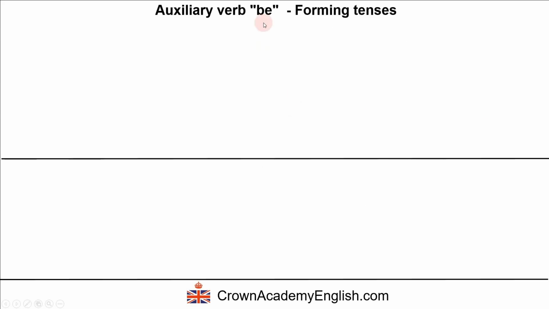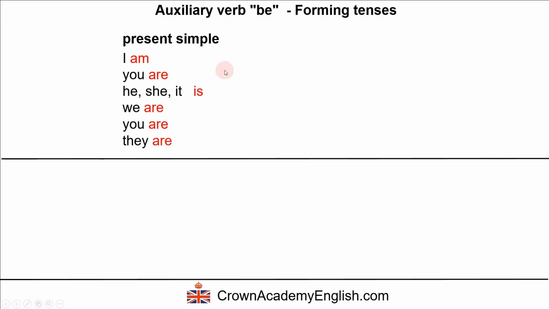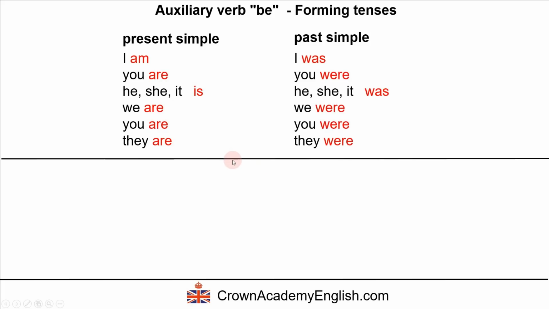The auxiliary verb be. Let's look at forming tenses. First of all, let's look at the form of the verb be. So this is the verb be in the present simple. It's irregular. I am, you are, he, she, it is, we are, you are, and they are. The past simple, I was, you were, he, she, it was, we were, you were, they were.